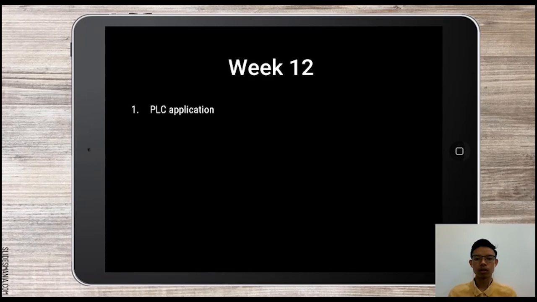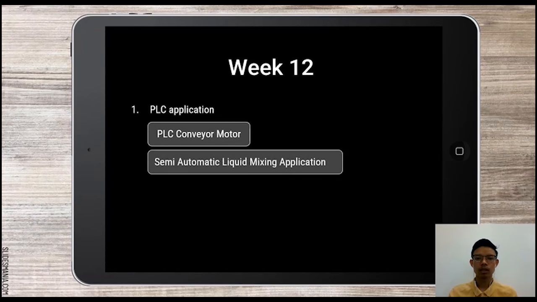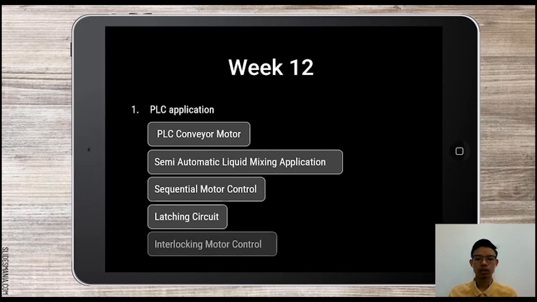Next is self-learning based on the examples given by our lecturer. The examples our lecturer gave us are PLC applications. There are 5 examples. The first one is PLC conveyor motor. Second, semi-automatic liquid mixing application. Third, sequential motor control. Fourth, latching circuit. Fifth, interlocking motor control. For the next part, I will explain the details of each of the PLC applications.